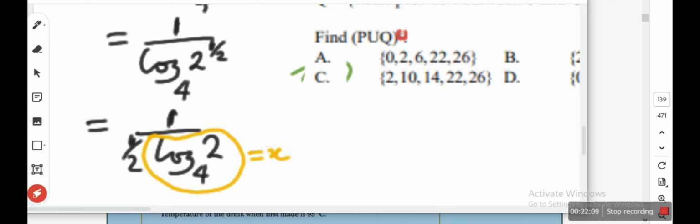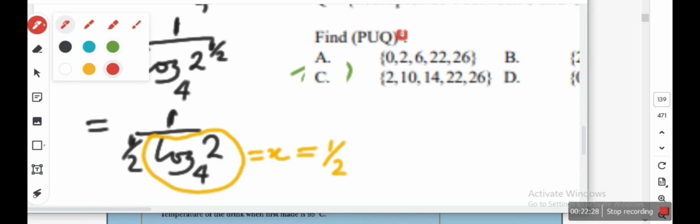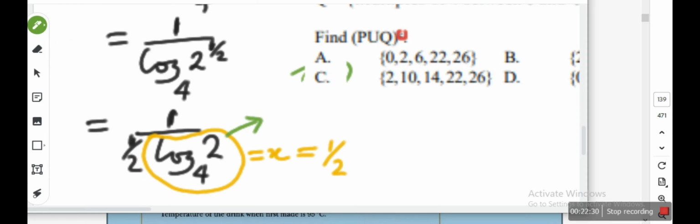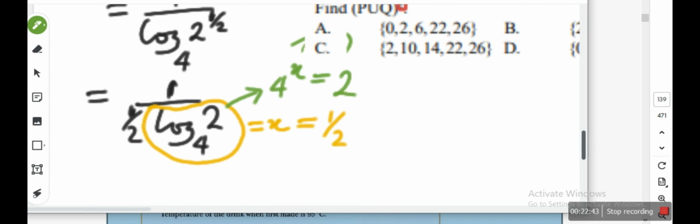4 raised to the power half. 4 raised to the power half will give you 2, is it not? Yes. So the whole of what I circled in yellow is equal to half, right? Yes. x is equal to half. When you change this to indices, it is 4 raised to the power x equals 2, so x has to be half. So the whole of what I wrote in yellow is half.